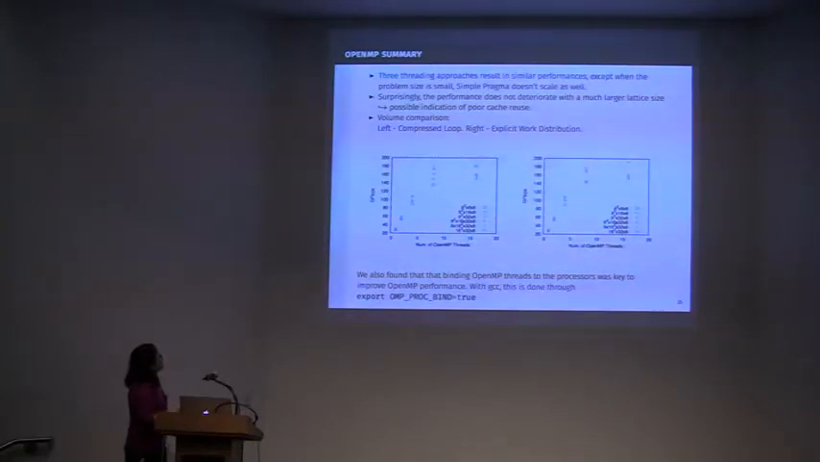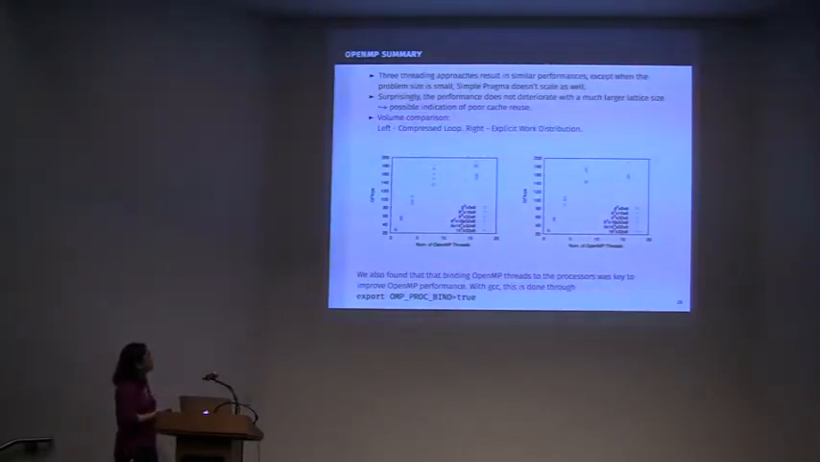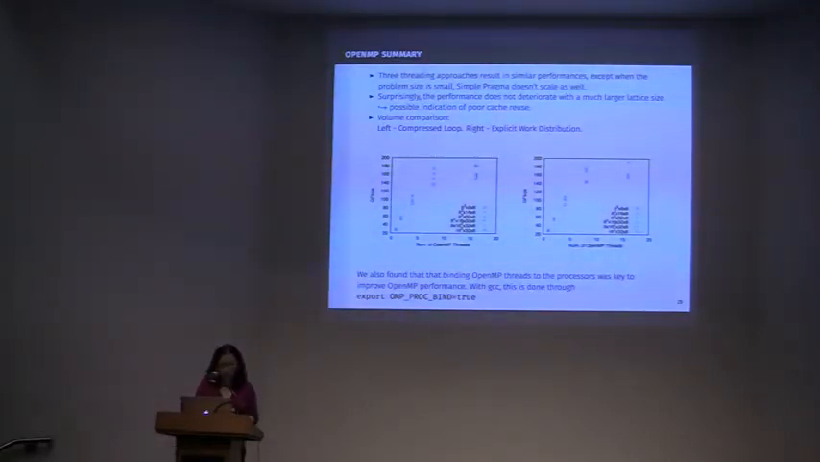This is some more checks that we did for different lattice sizes. One interesting thing to note is that the performance does not really deteriorate with much larger lattice size, even when the lattice didn't fit in the cache anymore, which is a possible indication of poor cache reuse. So this is room for further optimization, but I'm not sure if this is something OpenMP can help with. We also found that thread affinity was very important to get good performance. We use the GCC compiler, and when we set proc bind to true, we got much better performance than without it.